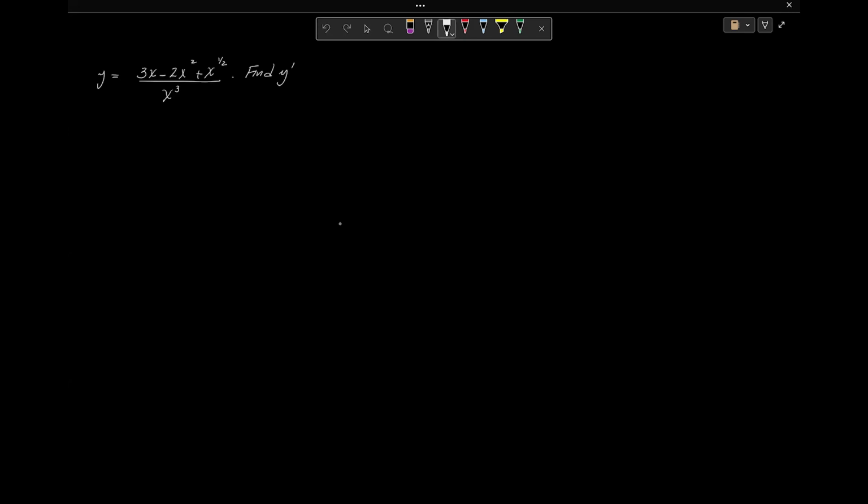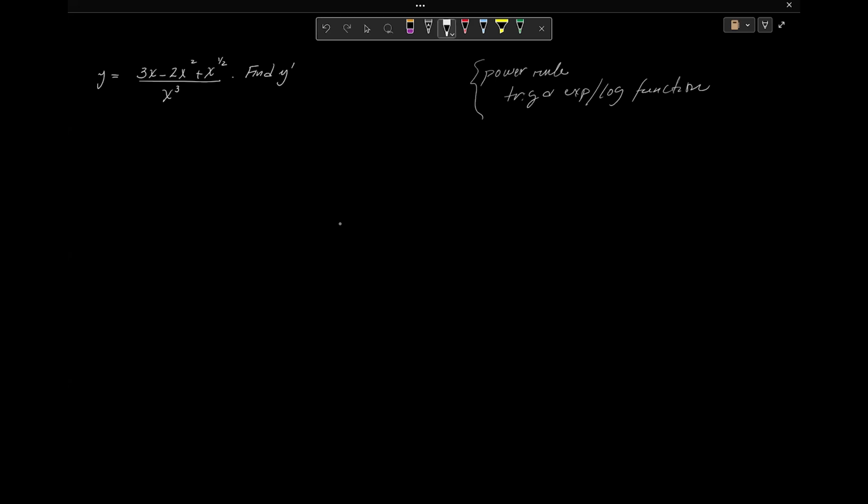We have this polynomial over x cubed, find y prime. Again, all we have is the power rule, and then sine, trig functions basically, and exponential functions, log functions. This is not in our book of rules. However, we can use our algebra to simplify this so that we can use one of these rules.